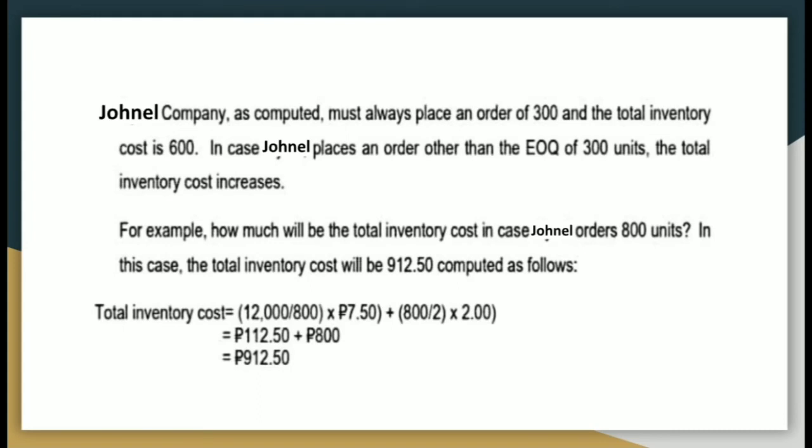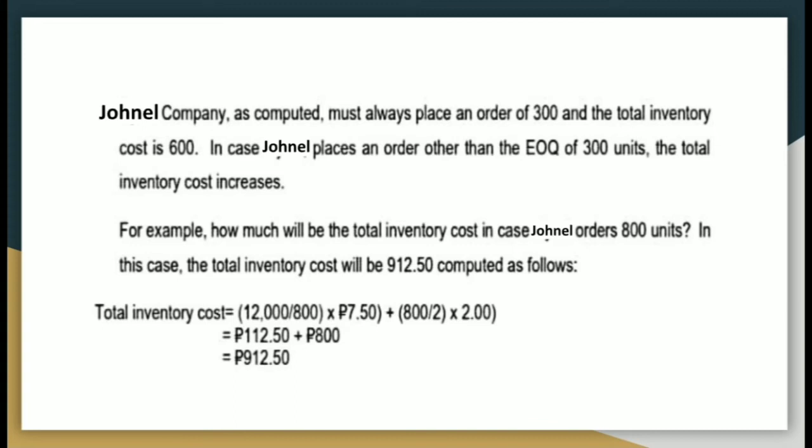In case Janelle places an order other than the EOQ of 300 units, the total inventory cost increases. For example, how much will be the total inventory cost in case Janelle orders 800 units? In the computation, 300 units is the EOQ. So how much is our total inventory cost if the EOQ is 800? We have to solve for it.